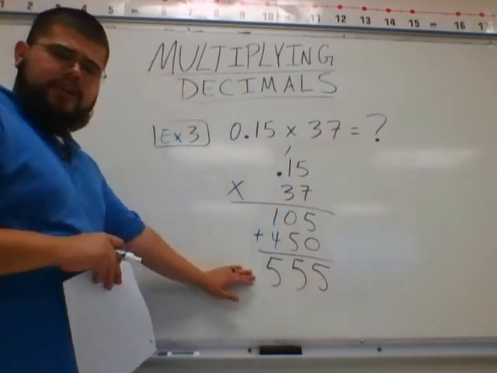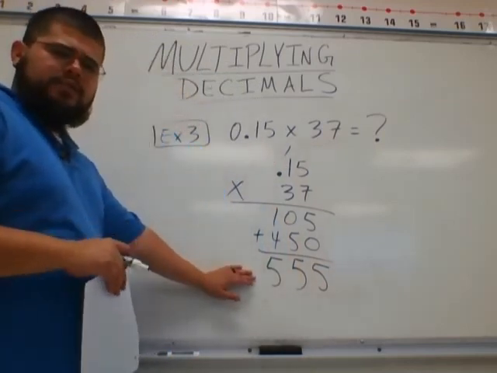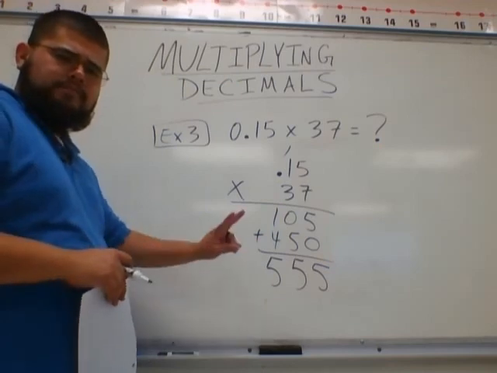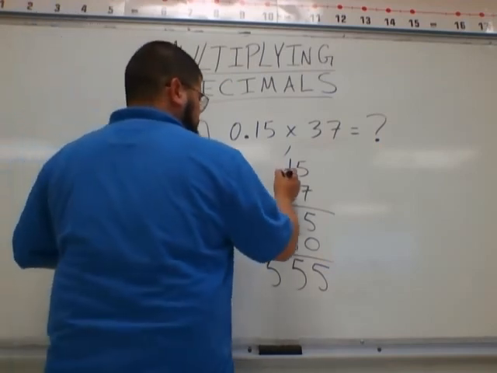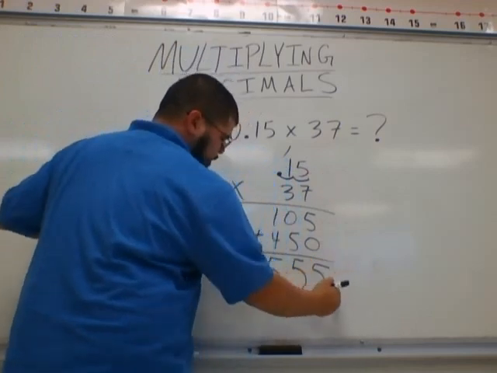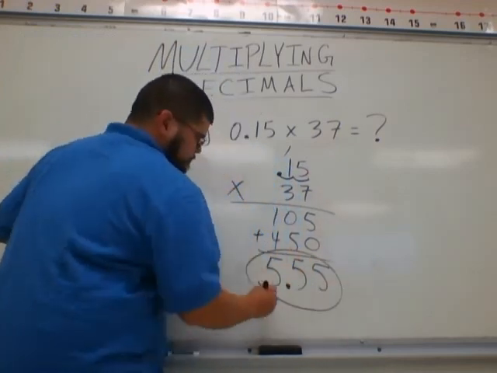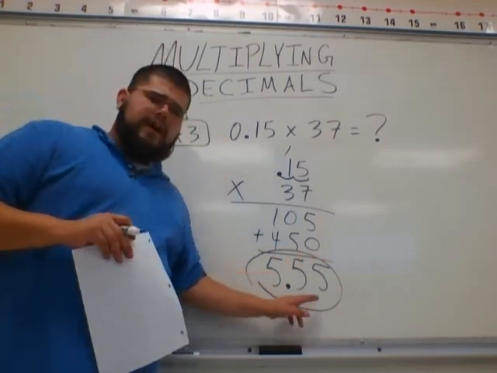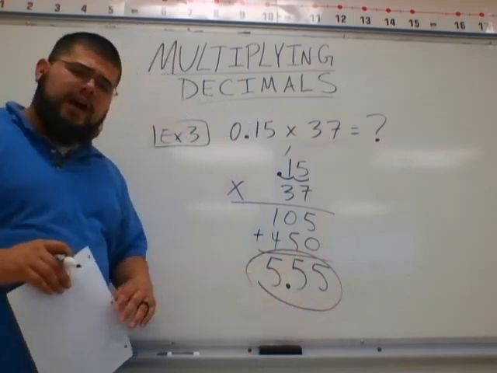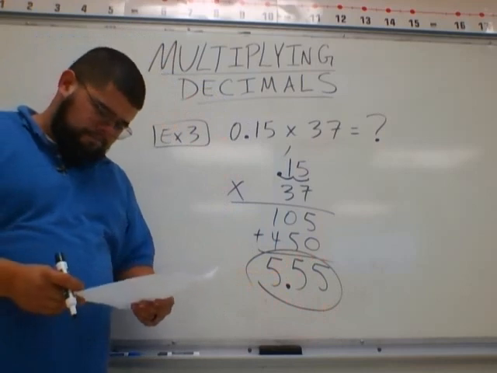But this is not our answer. We cannot forget our decimal places. How many decimal places do we have? 2. Let's count them up. 1, 2. That means we got to go back this way. 1, 2. We end up right here. We end up with 5.55, or 5 and 55 hundredths.